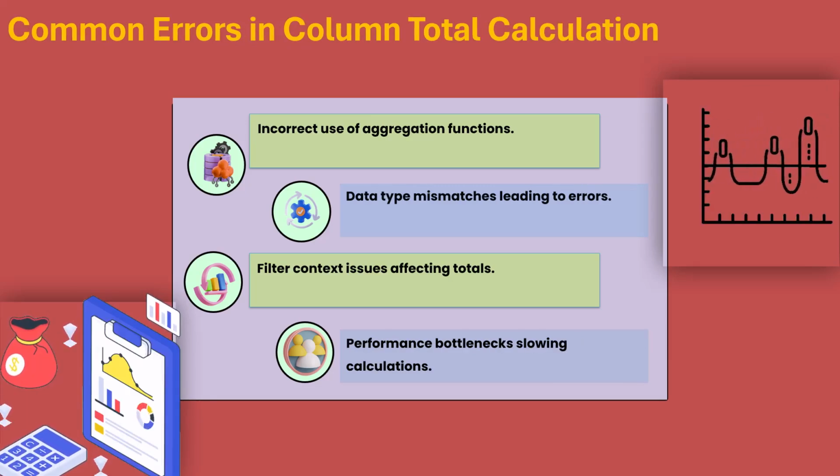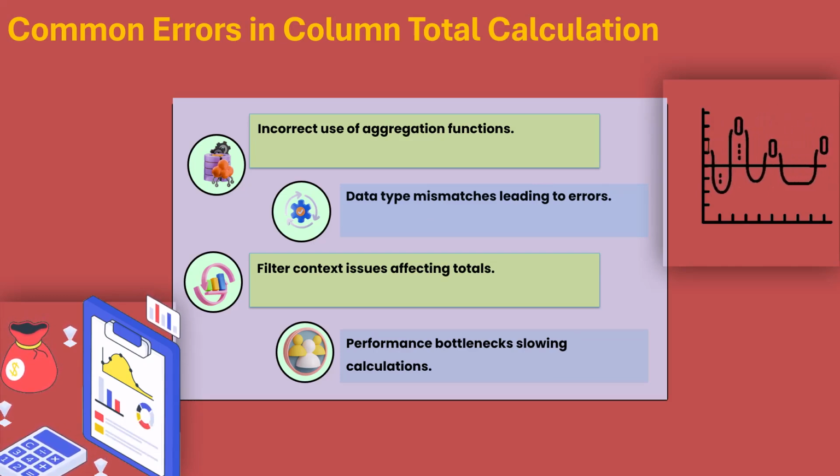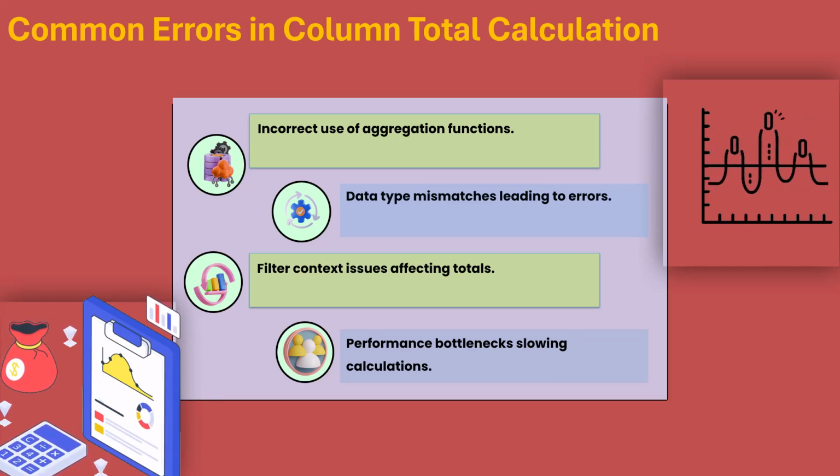Column total errors, every analyst's nightmare. Using the wrong aggregation function is like expecting a fish to climb a tree. Data type mismatches. They'll throw unexpected errors your way.